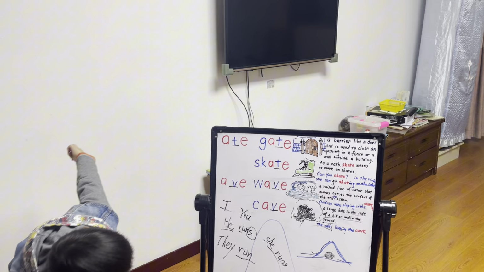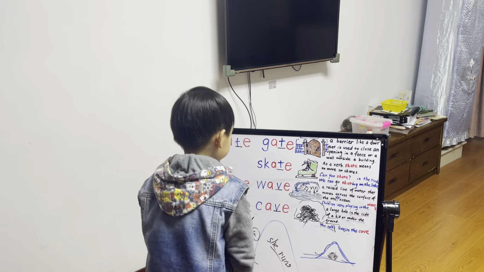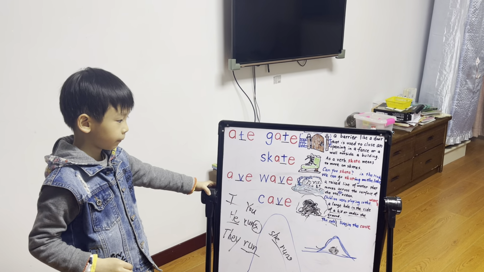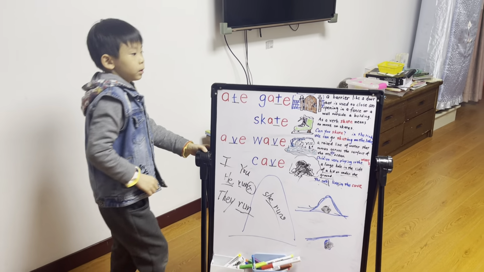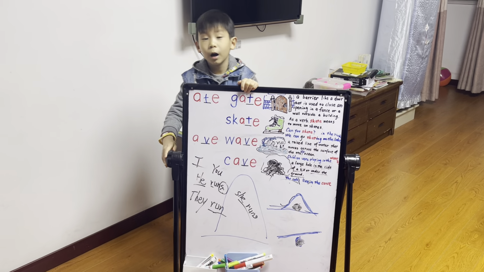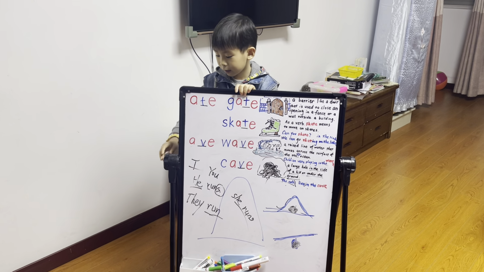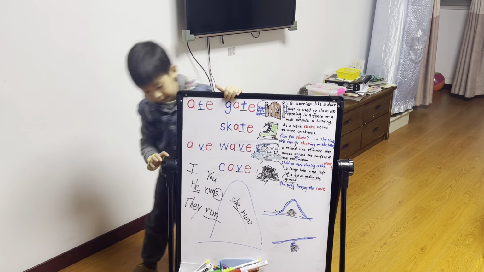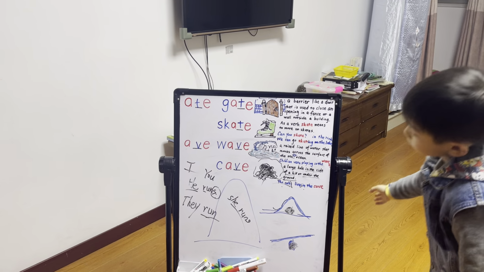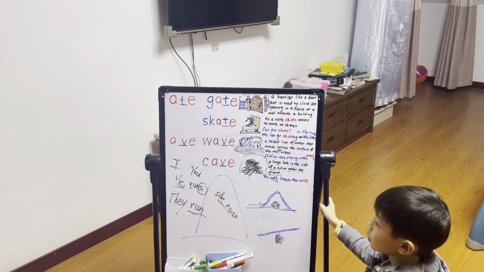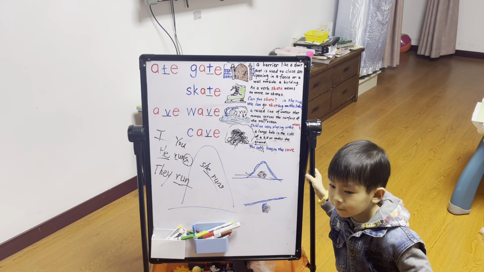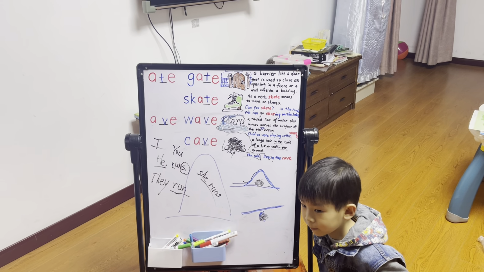A-V-E. How do you say A-V-E? Wave. Make a sentence. Do you like playing in the waves? You can play in the waves. You like playing in the waves. Can 后面是原形啊，不能叫 ing 的。A cave. Cave, okay. The cave is under the ground. Good.